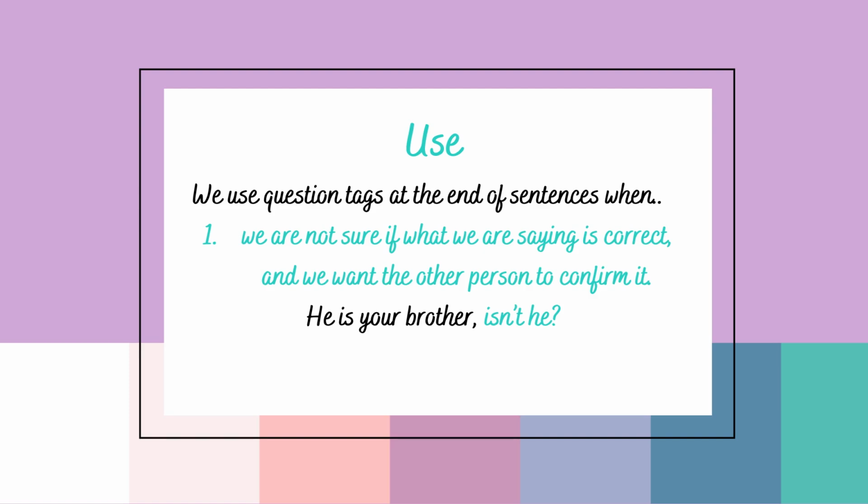In this video, I am going to explain question tags in English. We use question tags at the end of sentences when we are not sure if what we are saying is correct and we want the other person to confirm it. For example, he is your brother, isn't he? So in this example, I am not sure if he is your brother, and I want you to confirm it. I want you to say, yes, he is my brother.